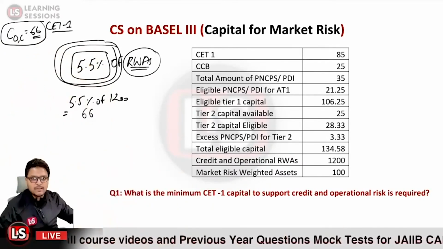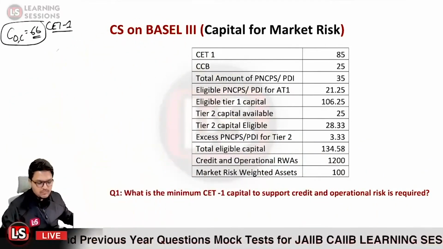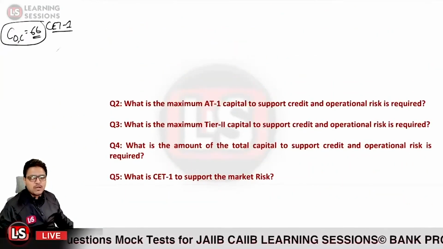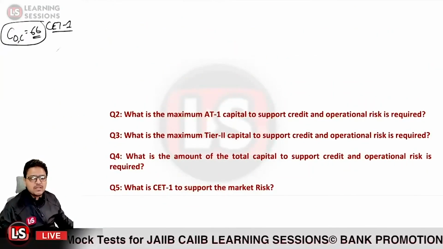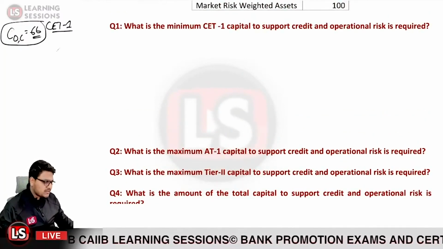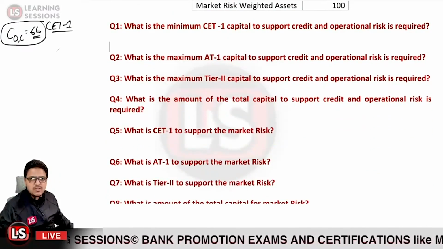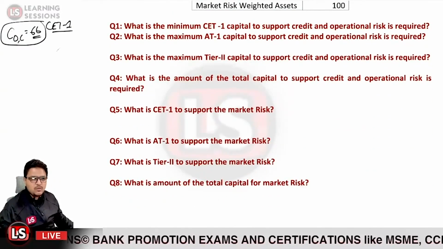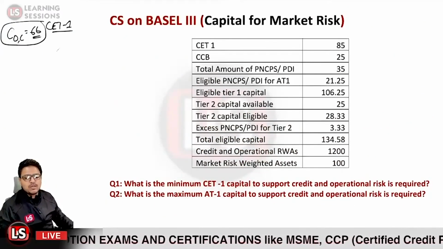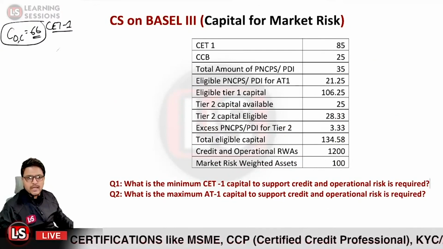Okay. And further, let's now move to the next question, which is related to what? We need to calculate the maximum additional tier 1 capital to support the operational risk and credit risk. So the second question, it says we need to calculate the maximum additional tier 1 so as to support the credit and operational risk. What would it be?